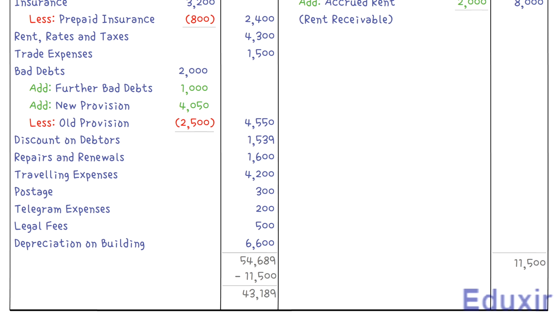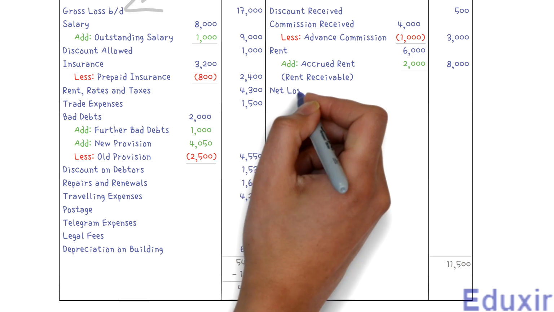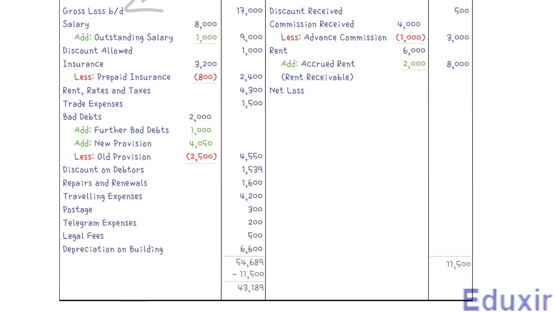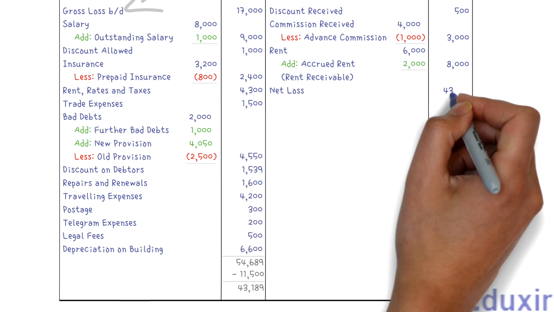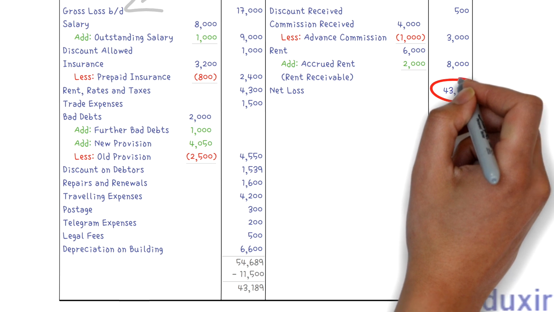In other words, this indicates a net loss and it should be written on the credit side. Also, we should carry this net loss to the balance sheet. We'll do it when preparing the balance sheet. Let's first write net loss in the revenues or gains column on the credit side. Let's then write the net loss amount of 43,189 rupees in the amount column. Also, as we discussed, we should carry this net loss to the balance sheet.